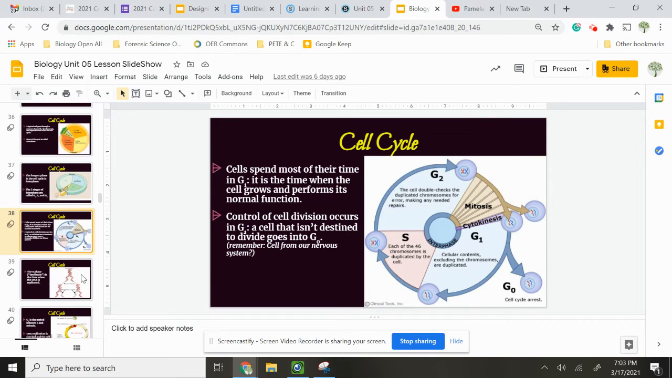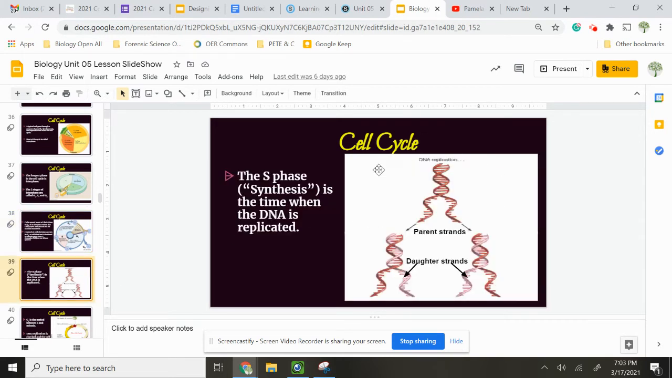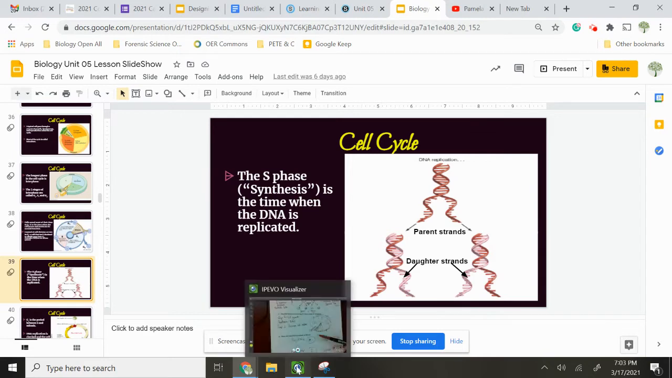And then this is the picture of synthesis. You've got your original strand of DNA. Now you have your two new daughter strands using the original strand as a template for both. All right, back to the study guide.